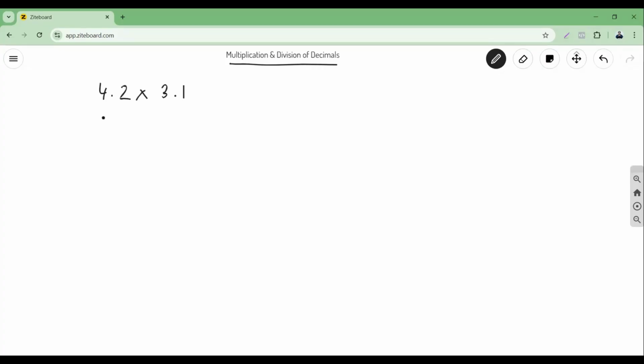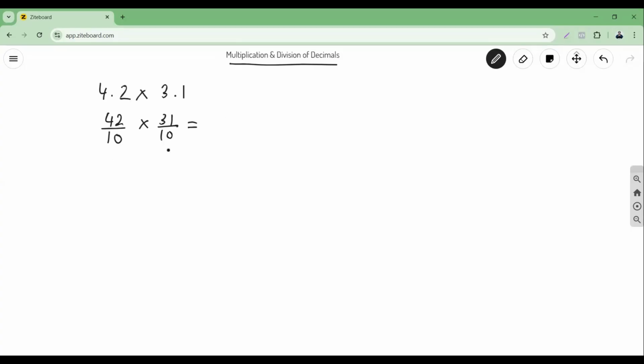It is very simple. Convert this decimal to a fraction. So it becomes 42 over 10. This conversion you should know if you have watched that video called Decimals Part 1. Converting the other into a fraction, it will be 31 over 10. Now next it is simple. You just have to do the multiplication of fractions. If you do not know multiplication of fractions, I highly recommend you go back to the video on multiplication of fractions and understand it better.